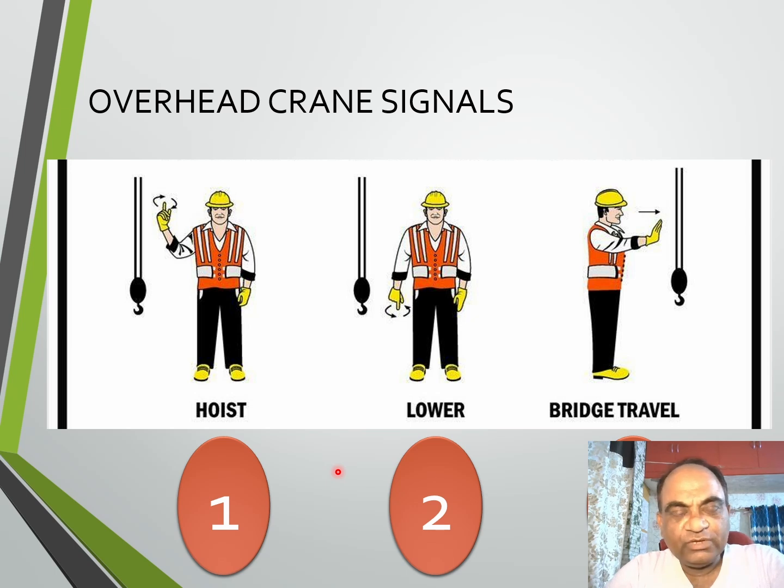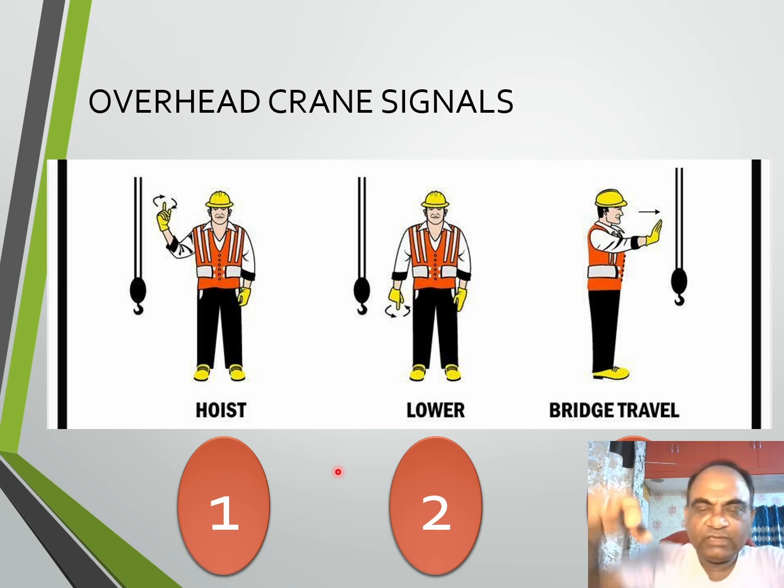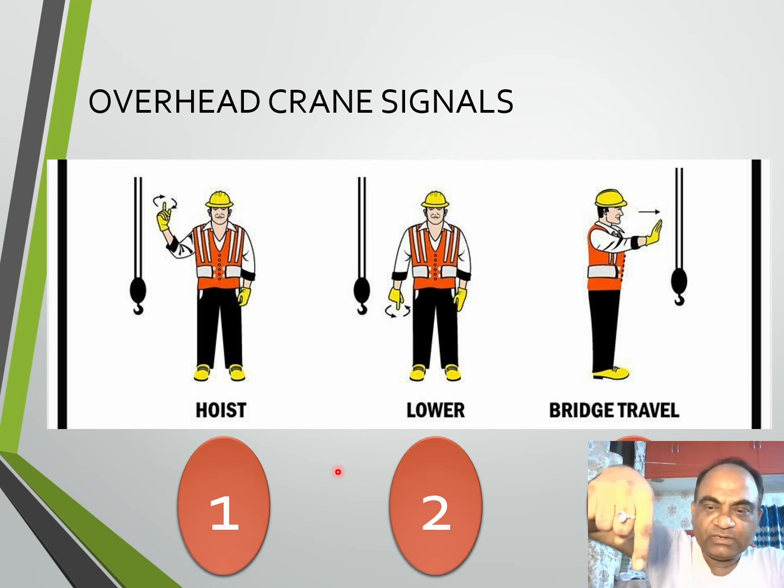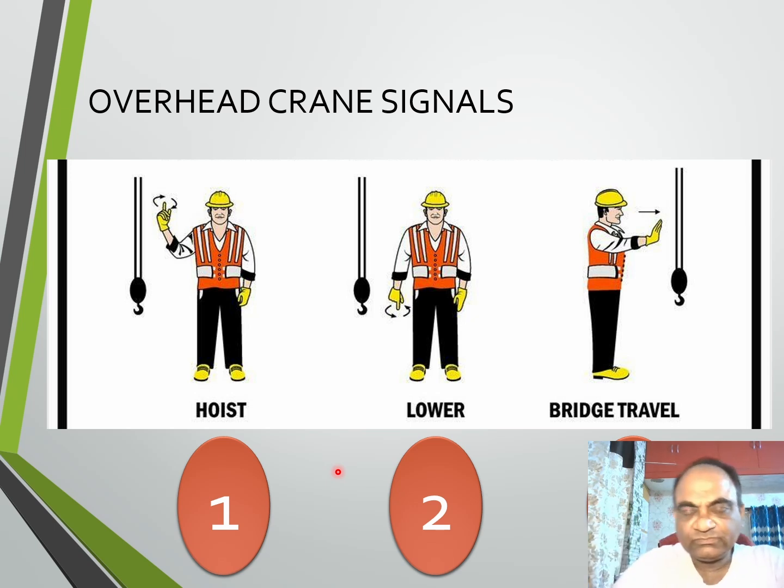So basically, for the hoist, you have to lift your finger and rotate it in a clockwise direction. And for lowering, you have to put your hands down, not in the manner I am doing, and then rotate the finger in this manner in the clockwise direction. In the earlier case also it is clockwise direction, not anti-clockwise.